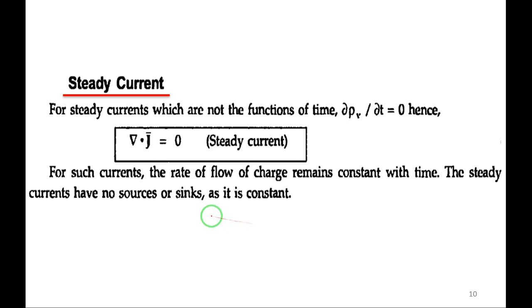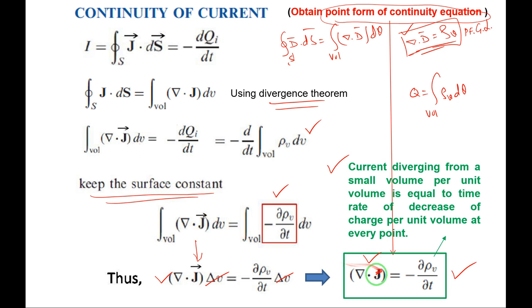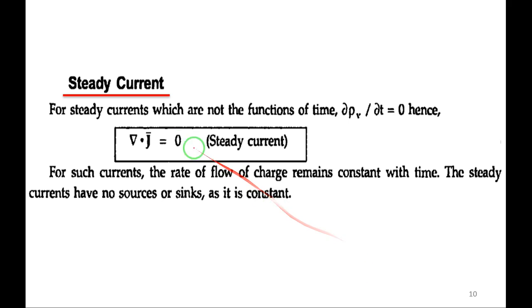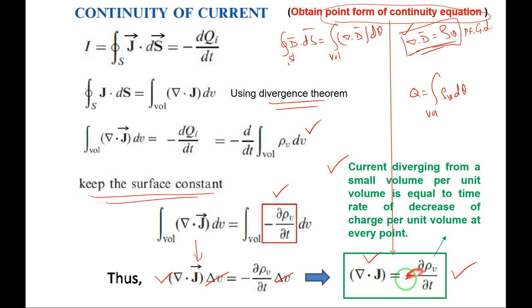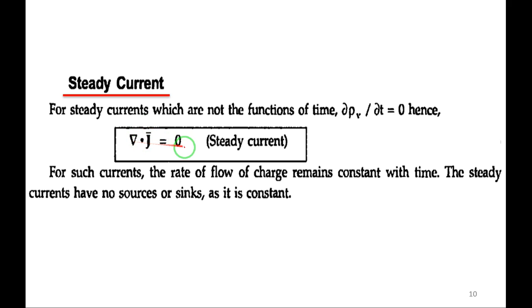Okay, derivation is over. Next, you will apply these equations here. If it is a steady current, then dou rho v by dou t means the charges are at rest, so there is no variation. Charges are not moving for static charges, so del dot J will be 0. There is no increase or decrease because the charges are not in motion. So del dot J equal to 0 for steady current. This is just one thing we should be noting.